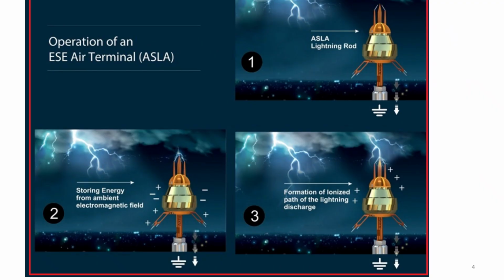Dear friends, here I am describing how the ESE air terminal works. This is a diagram of a particular make. You have the lightning generated in the cloud, and at stage number 1 the electrical lightning rod is shown. In stage 2, storing energy from the ambient electromagnetic field. This is the ambient electromagnetic field, and it is storing like this. And in stage 3, formation of ionized path of the lightning discharge. This is the ionized path and it is carried down.